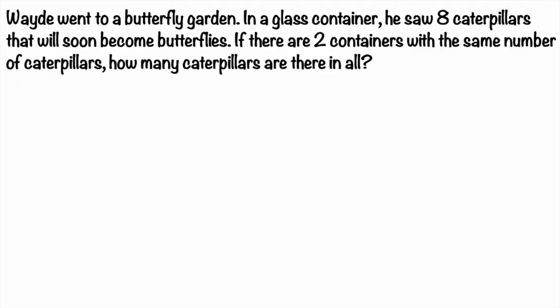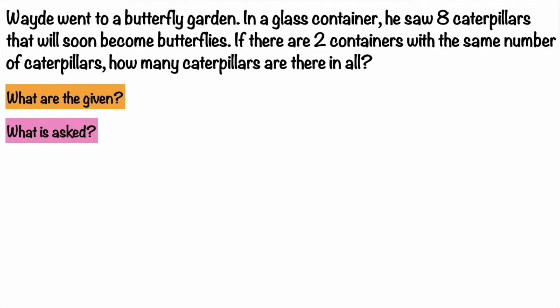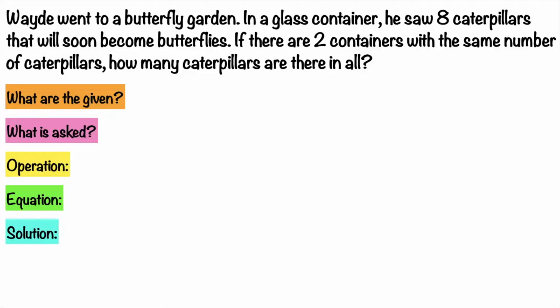To find the total number of caterpillars, we will need to use the steps in solving word problems. These are what are the given, what is asked, operation, equation, solution, and lastly, the answer with the correct label. So let's start at what are the given. Let's look at the problem.